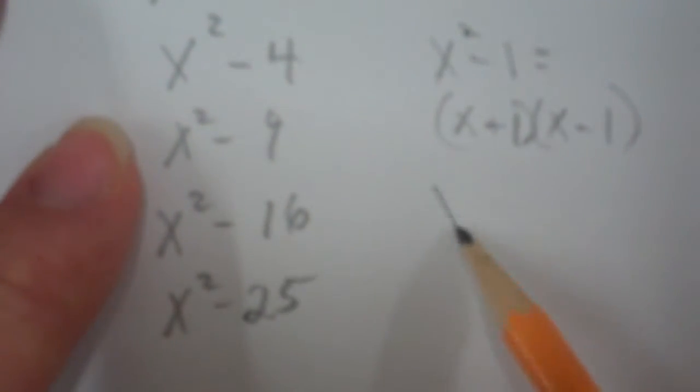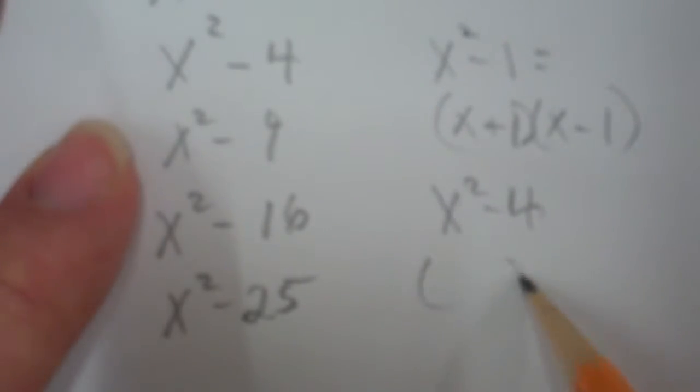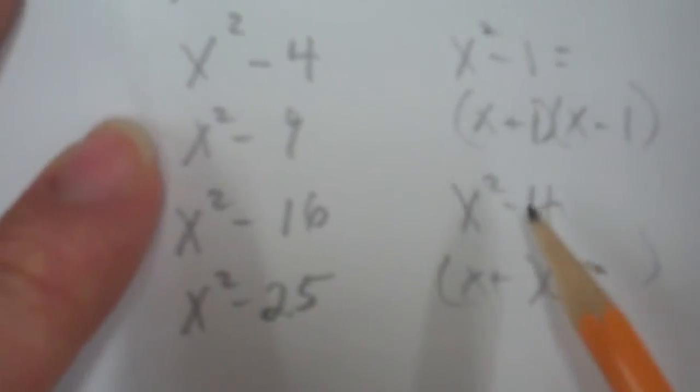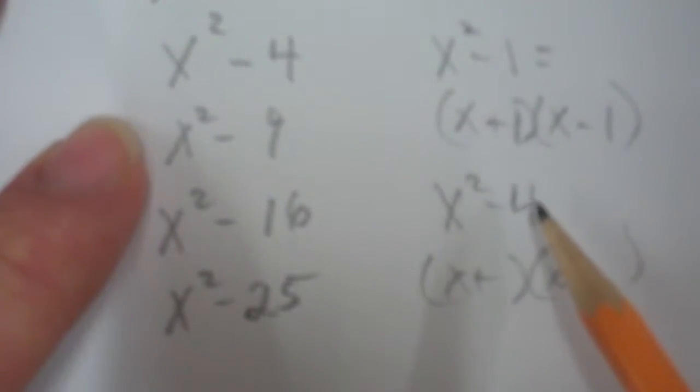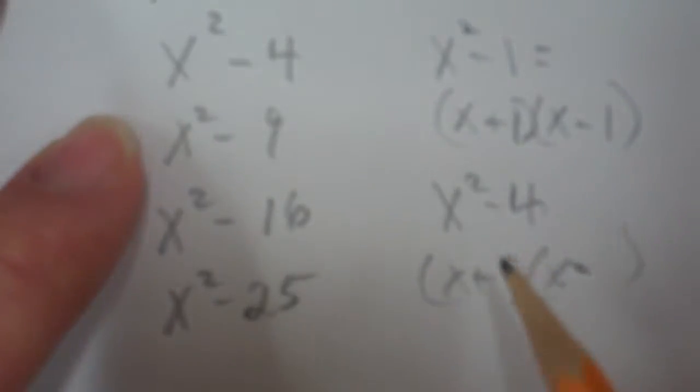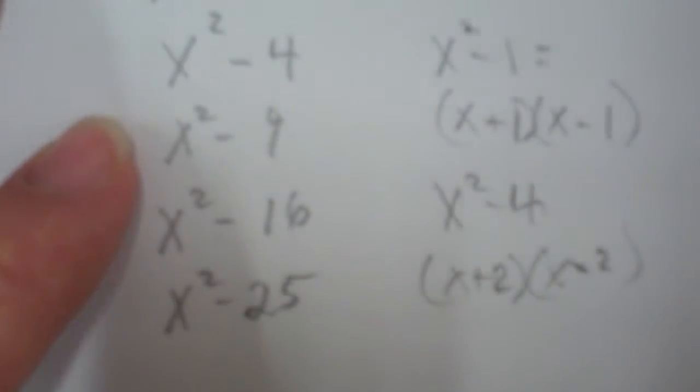Let's take a look at x squared minus 4. This is a difference of squares. This breaks into an x and an x. The signs are always different. What are the two numbers that multiply by themselves to get 4? Well, that's a 2 and a 2.